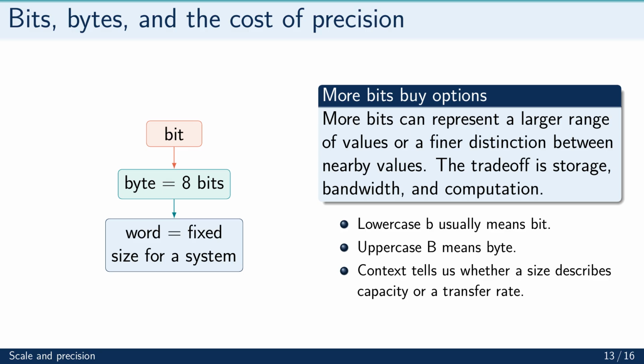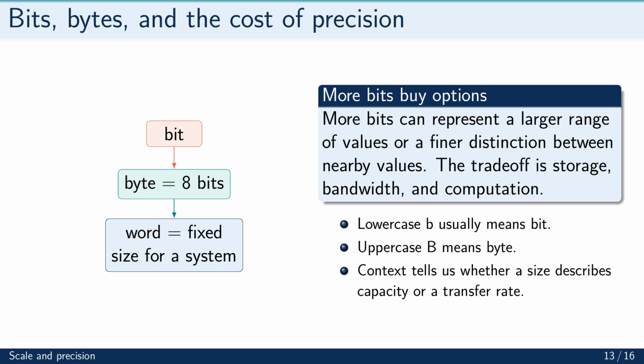More bits provide more possible patterns. That can mean a larger range of integer values, more colors in an image, more samples in an audio signal, or finer precision in a measurement. The trade-off is that more bits require more storage, bandwidth, and sometimes more computation.